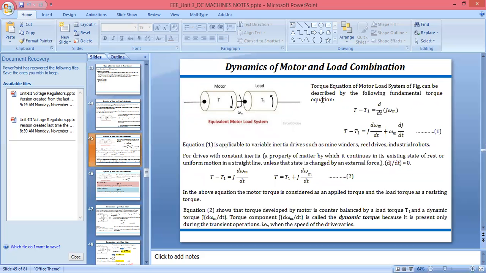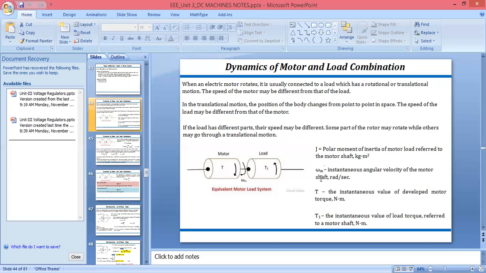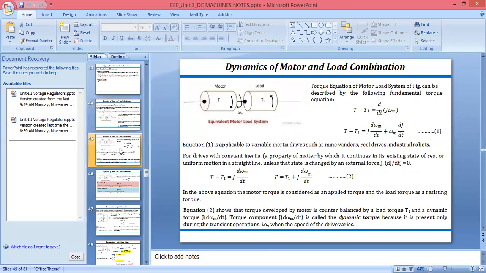The torque equations. By using these descriptions, I have given which terms we are using in the equations. So when we give electrical energy, the motor will start to rotate, and as the motor rotates, the load will also start to rotate, but the speed can be different. So we have to check. How can we check? You can see here the torque equations of the motor load system. When we have a load with respect to the motor, we can calculate torque by using these mathematical equations.